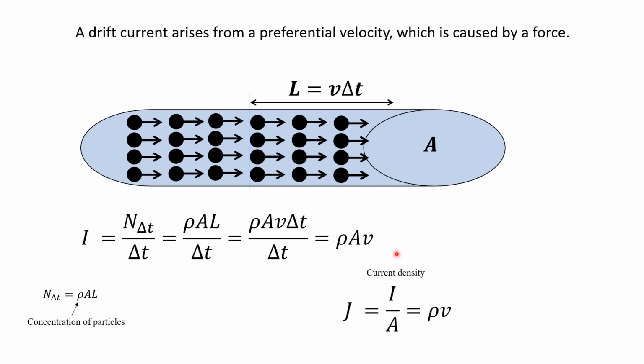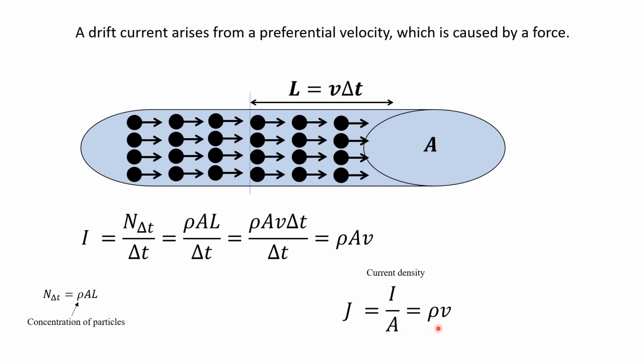But usually we like to express the current in terms of the current density, which by definition is the current divided by the cross-sectional area. So when we divide this term by A, we end up with rho times v. So it's the concentration of particles times the velocity.